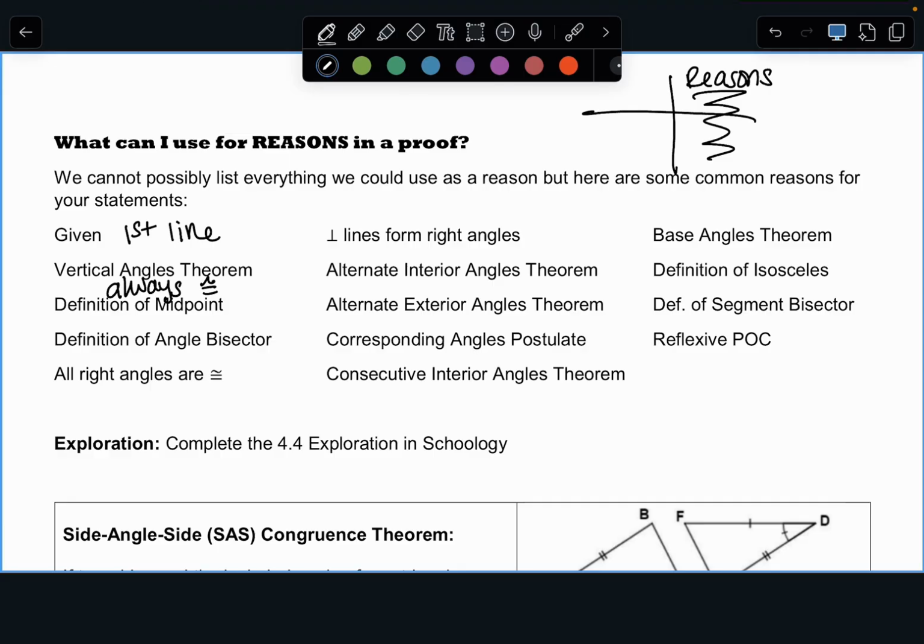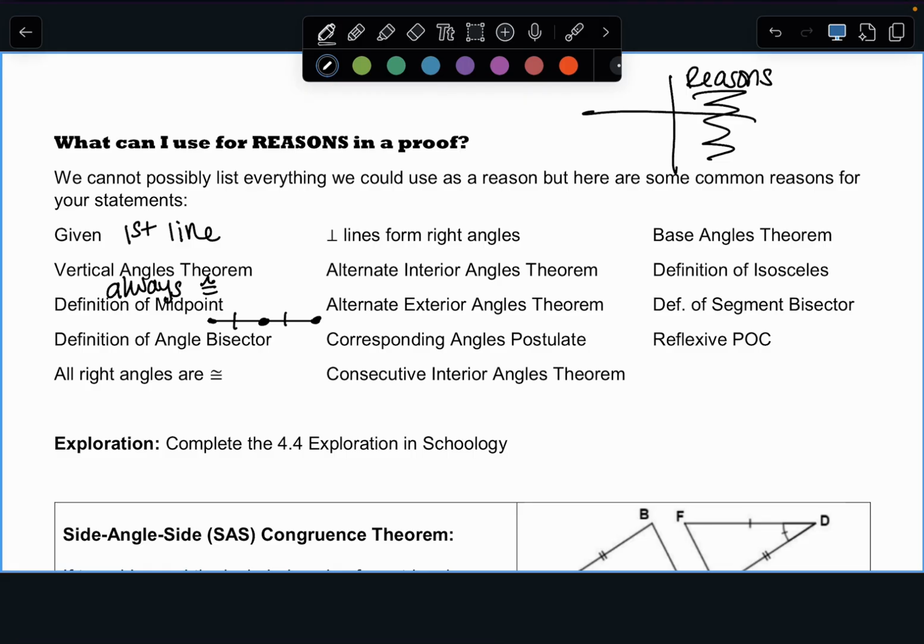Next one is definition of a midpoint. What is a midpoint? Middle of a line. Yeah, so what you have to know for midpoint is that it divides it into two congruent pieces. So if you're saying point A is a midpoint and therefore this piece is congruent to this piece, you use the definition of midpoint.